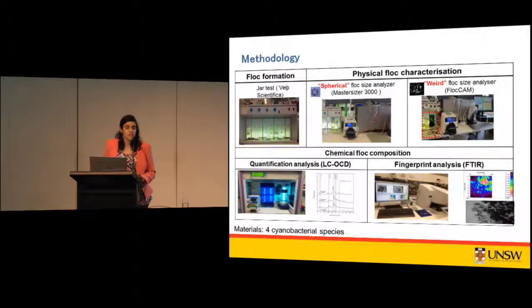Okay, so this is in the lab. I make my flocs. The way to make flocs is just in a jar tester. Okay, I created algae bloom water, and I add aluminum sulfate. Sometimes I use ferric and other coagulants, different conditions. So I make my flocs. After I make my flocs, I want to quantify, okay, how big are the flocs? So I use this very cool machine, the Mastersizer, which can characterize the floc size.